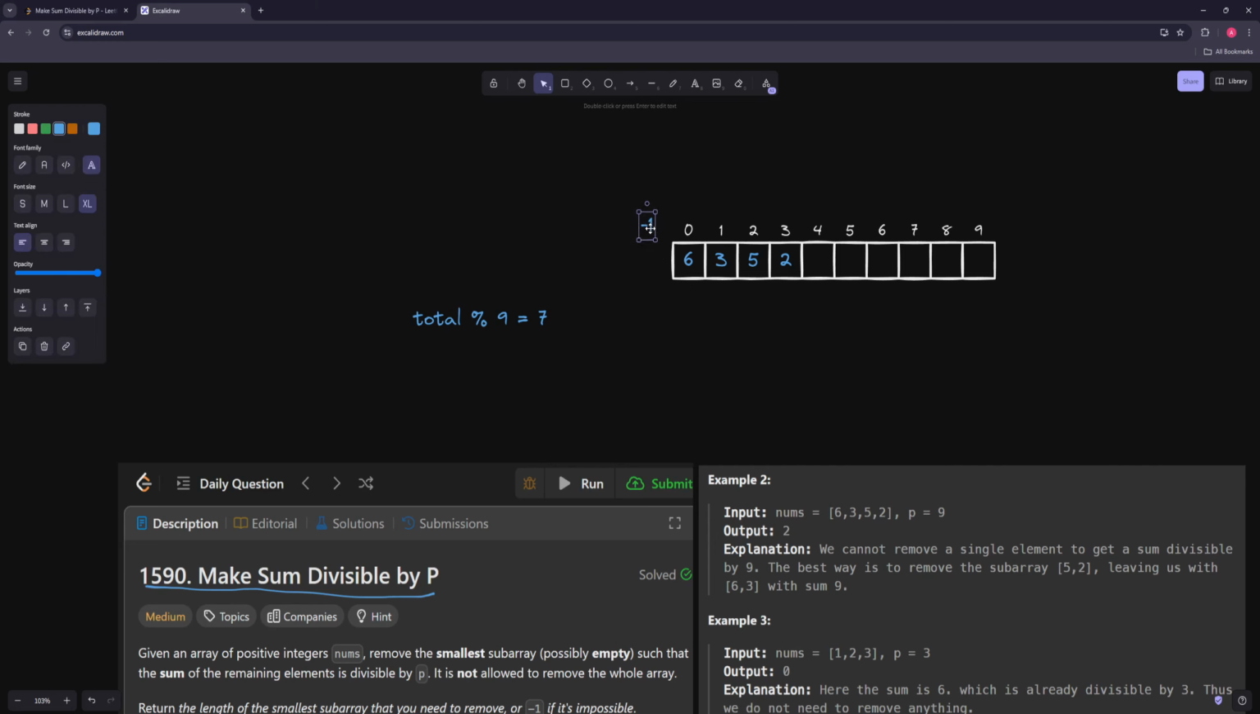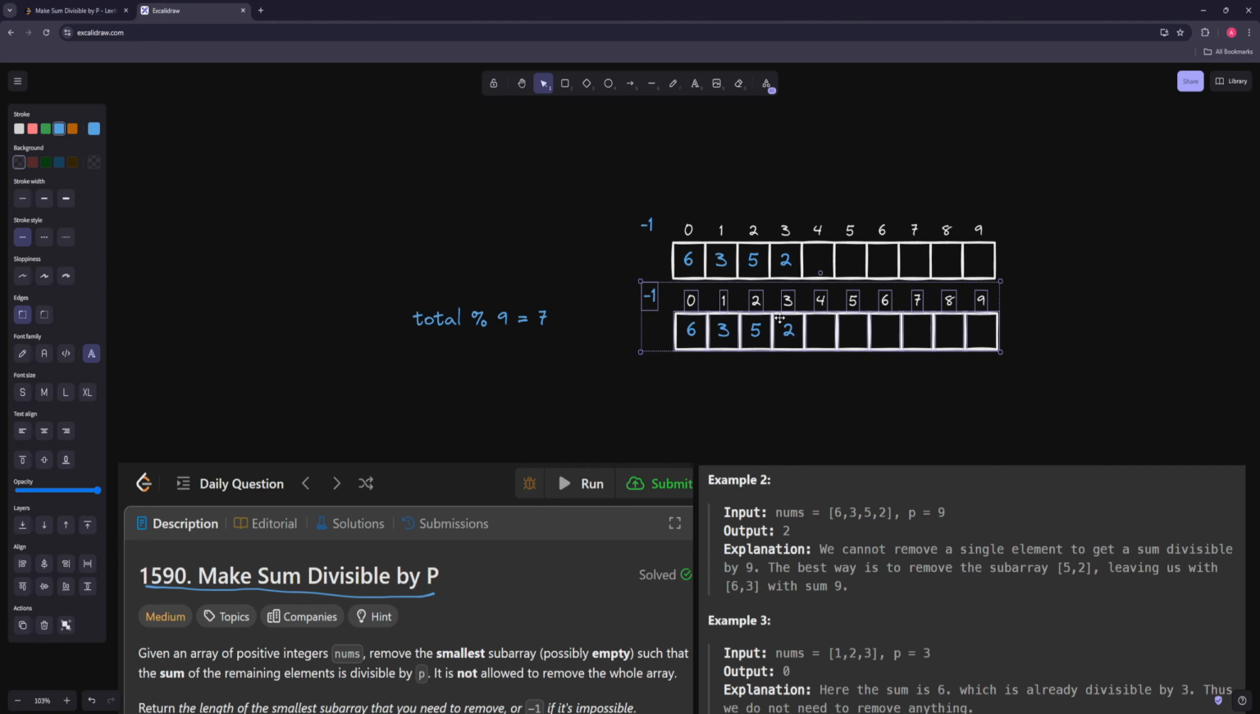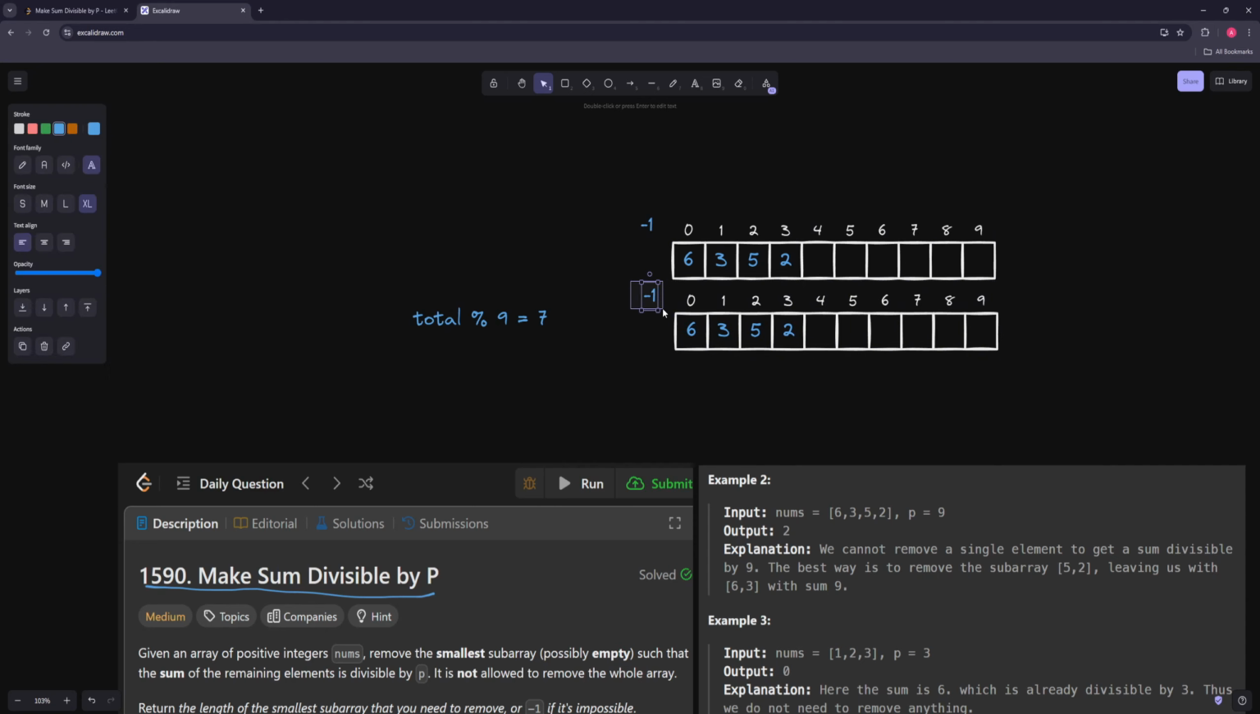So at -1, the prefix mod, so basically 0 mod 9 is 0. Let's actually just copy this, so our prefix mod will be down here. This will just be the numbers, and then this will be the prefix mod. So for -1, this is 0. For 6, 6 mod 9 is 6. And then we basically can add these up.